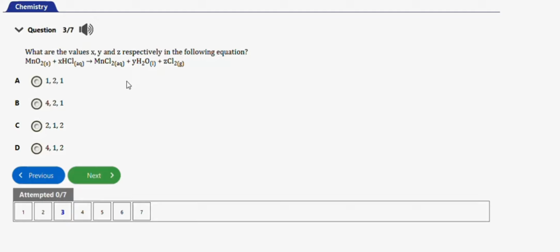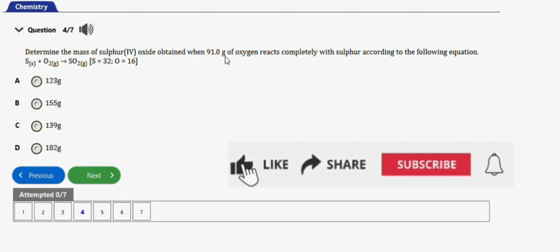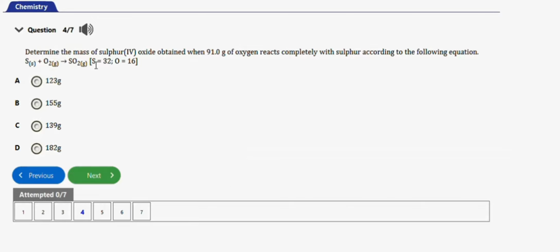So that's it for this question. Next simple question will be this one. It says determine the mass of sulfur 4 oxide obtained when 91 gram of oxygen reacts completely with sulfur according to the following equation. So we have sulfur plus oxygen gas to give you sulfur 4 oxide. Now guys, to solve this question, this is simple mathematics.